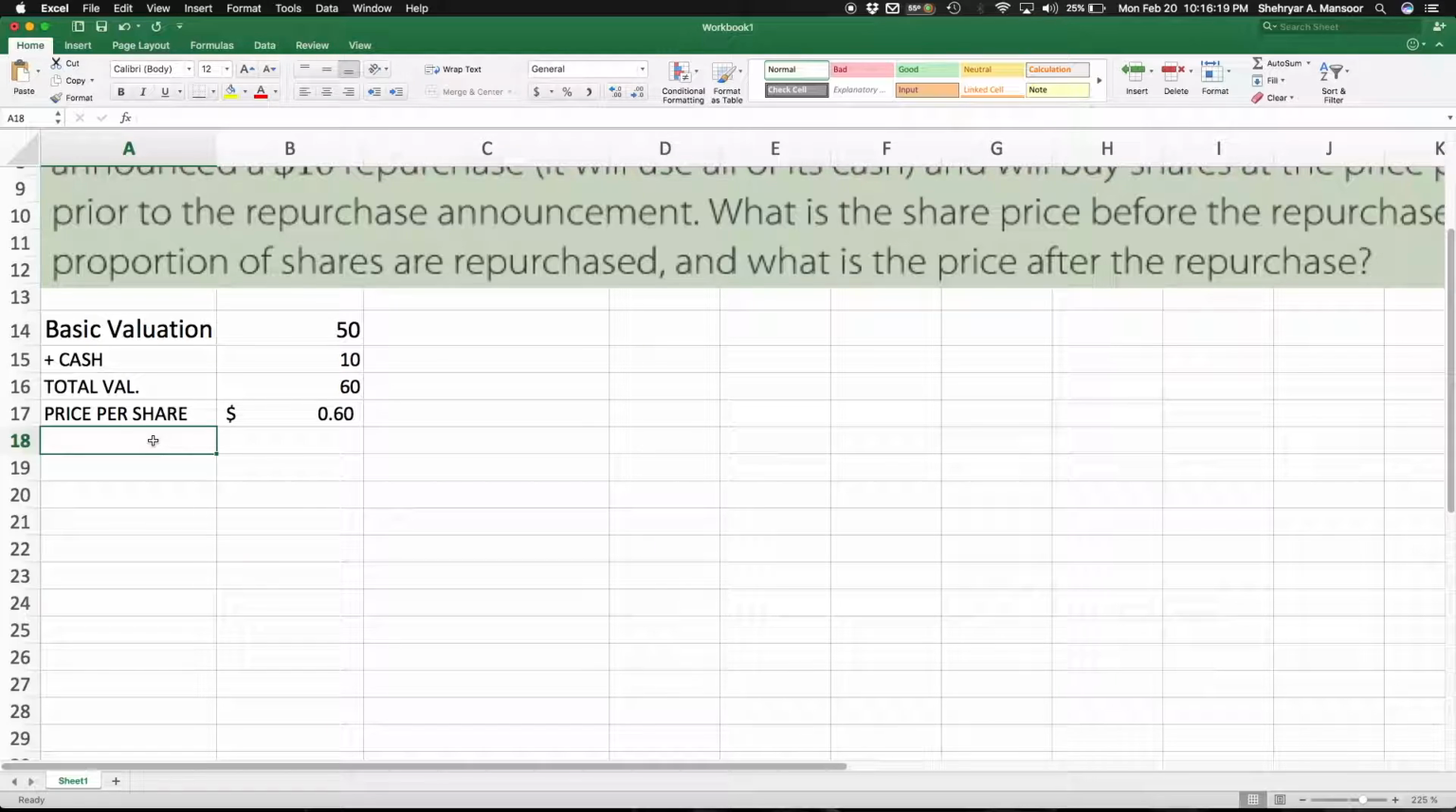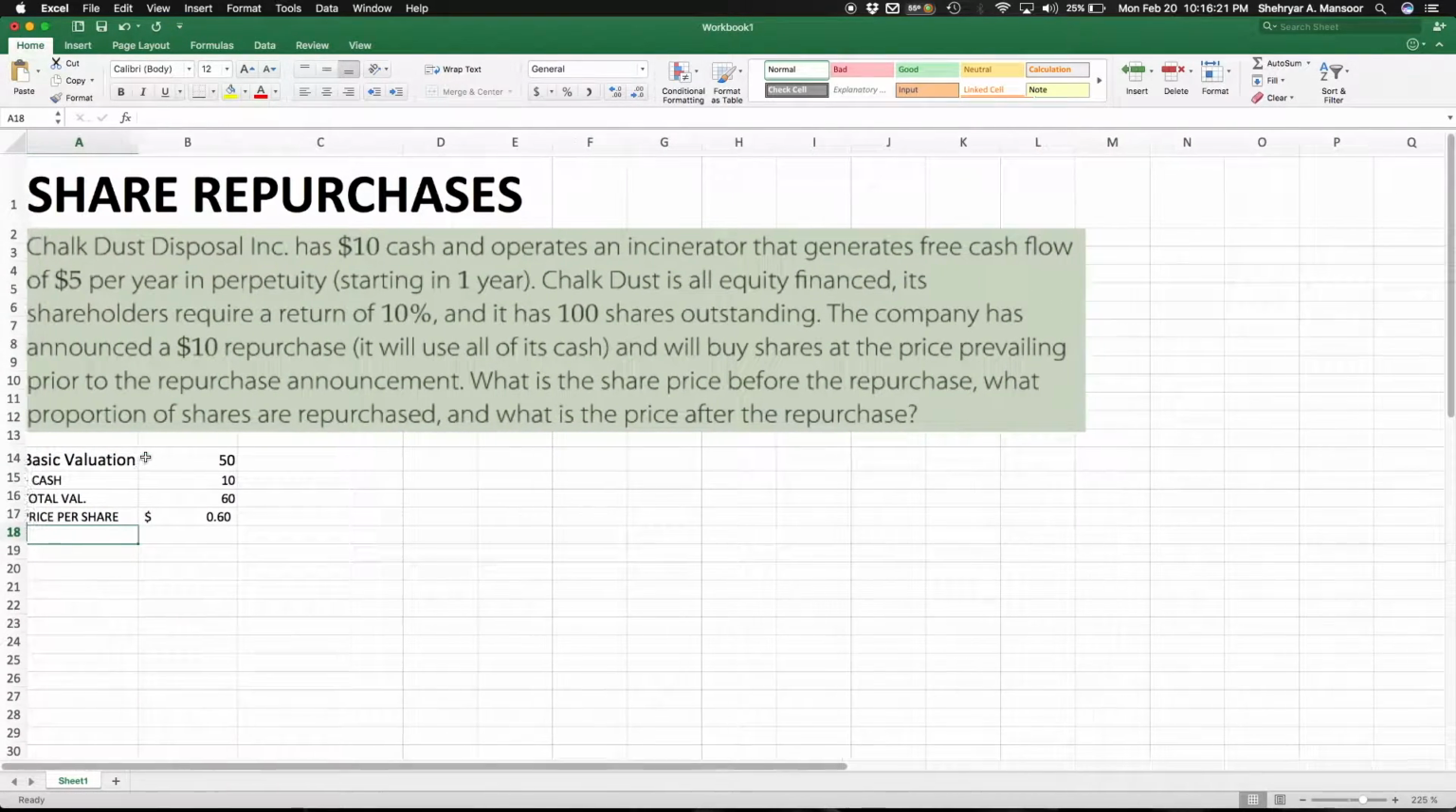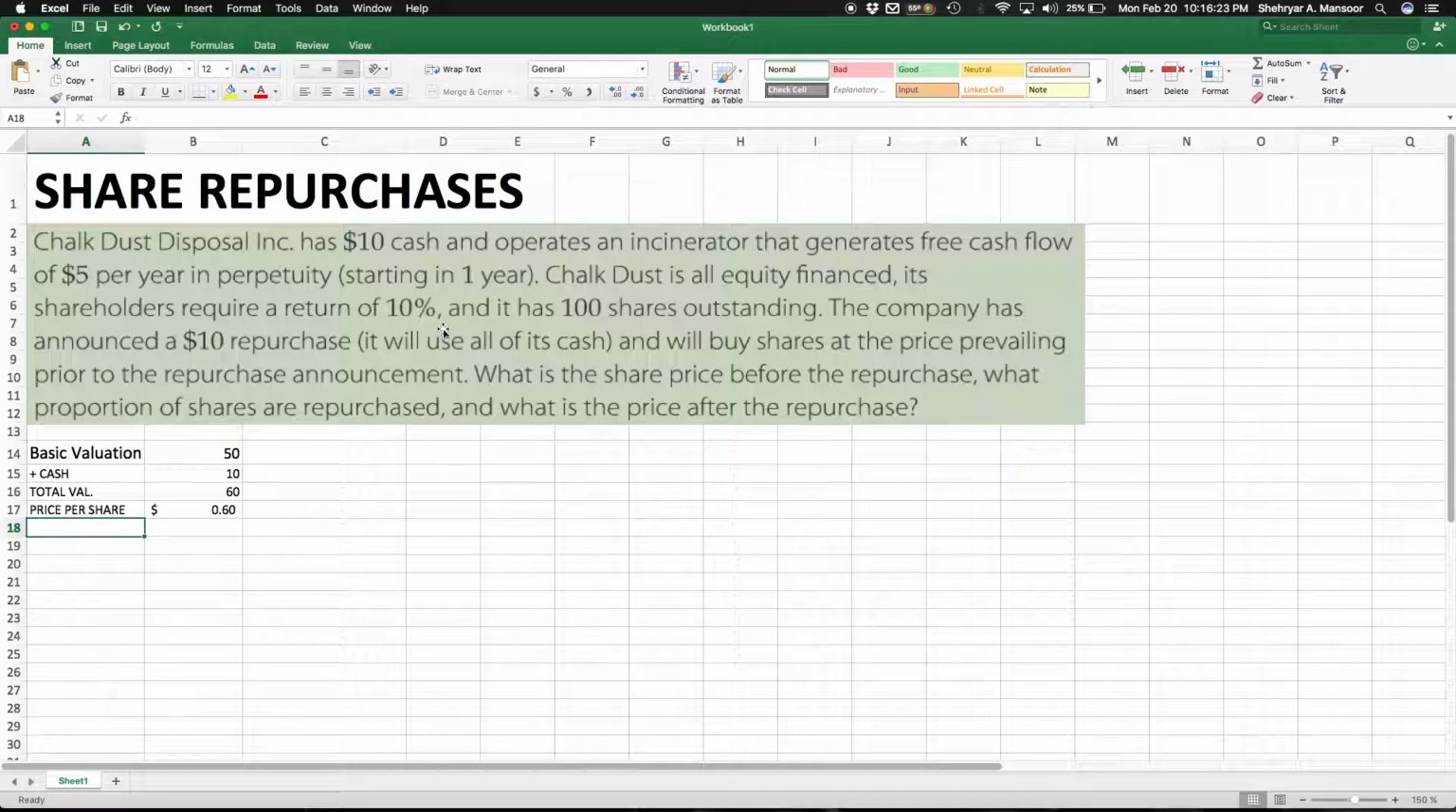Makes sense. But now what the company is going to do, it's going to use all of its cash, the $10 of cash that it has, and repurchase at the prevailing market price. We just calculated the price as 60 cents, and for the simplicity of this question, we assume that the prevailing market price is 60 cents. So we have $10, and we're going to repurchase as many shares as we can, and we know that the shares are priced at 60 cents.